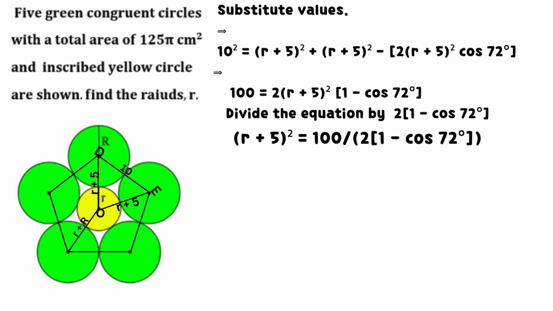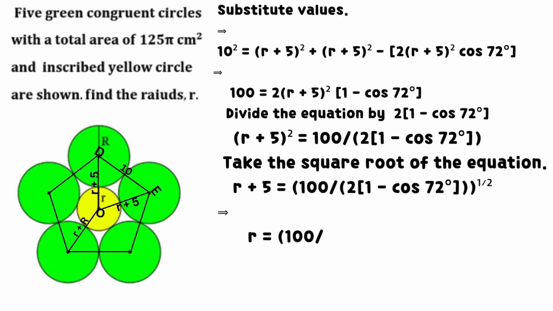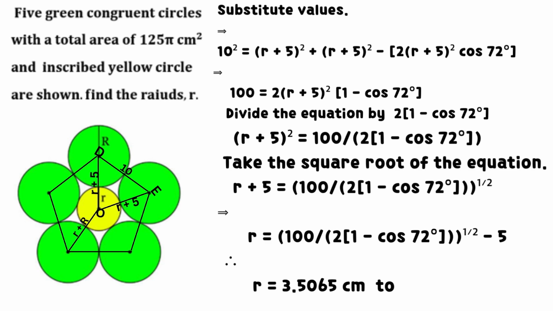The square of r plus 5 equals 100 divided by 2 times 1 minus cosine 72 degrees. Take the square root of the equation. r plus 5 equals the square root of 100 divided by 2 times 1 minus cosine 72 degrees. This implies that r equals the square root of 100 divided by 2 times 1 minus cosine 72 degrees, minus 5. Therefore, r equals 3.5065 centimeters, to 4 decimal places.